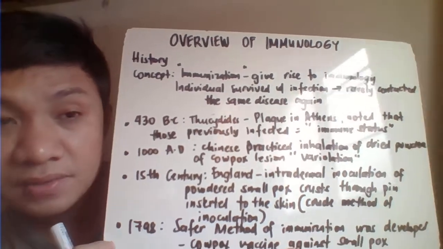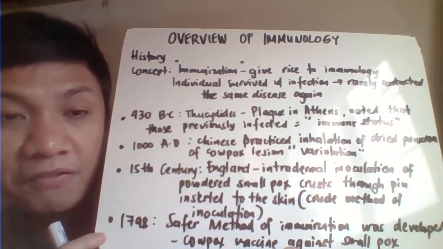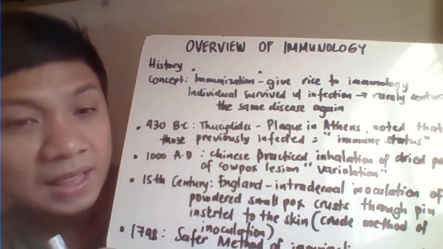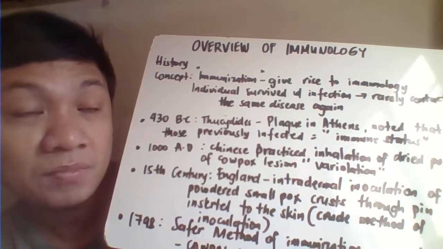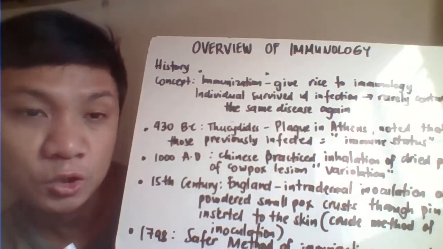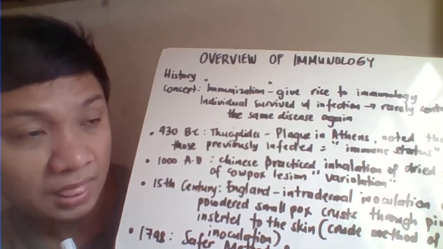It's because once you are infected and recover from a disease, the antibody that you produce serves as your protection. But that's not always the case. There are some infections wherein you develop antibody, but you can still be reinfected.